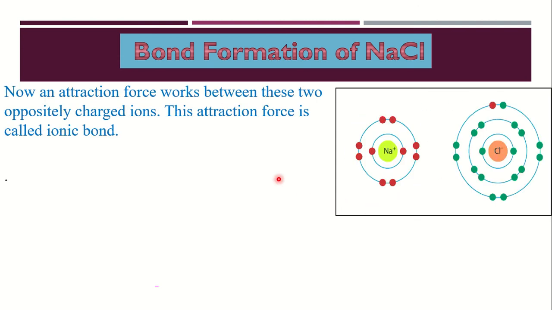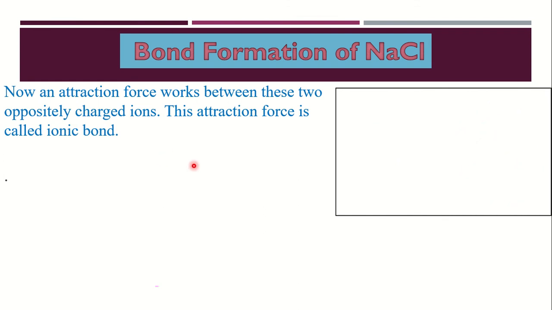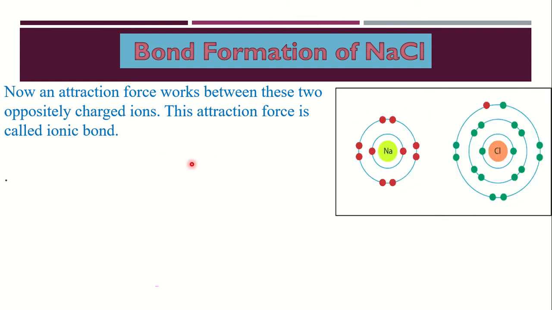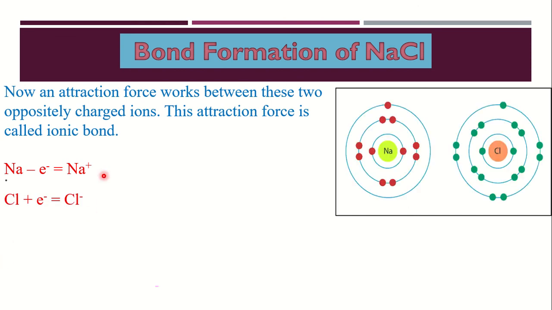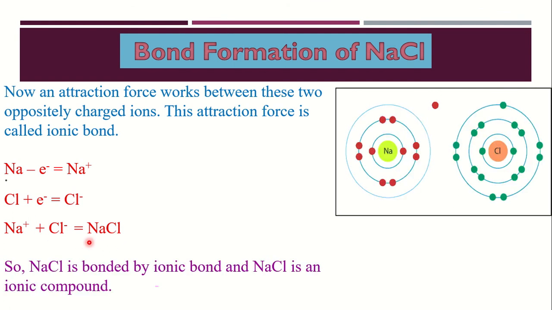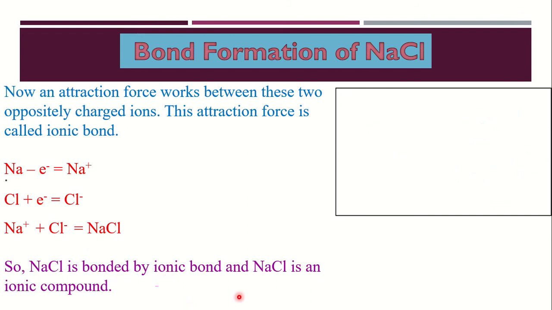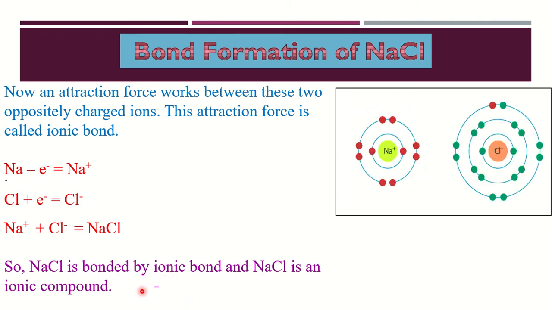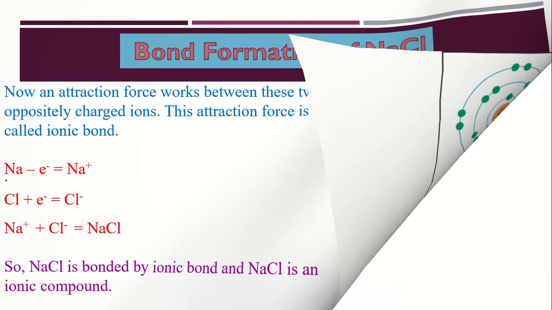Now, one positive ion Na+ and one negative ion Cl-, there is an attraction force between these two oppositely charged ions. This attraction force is called ionic bond. Here, sodium and chlorine make positive and negative ions and they are bonded together to make NaCl or sodium chloride. So sodium chloride is bonded by ionic bond and sodium chloride is an ionic compound.